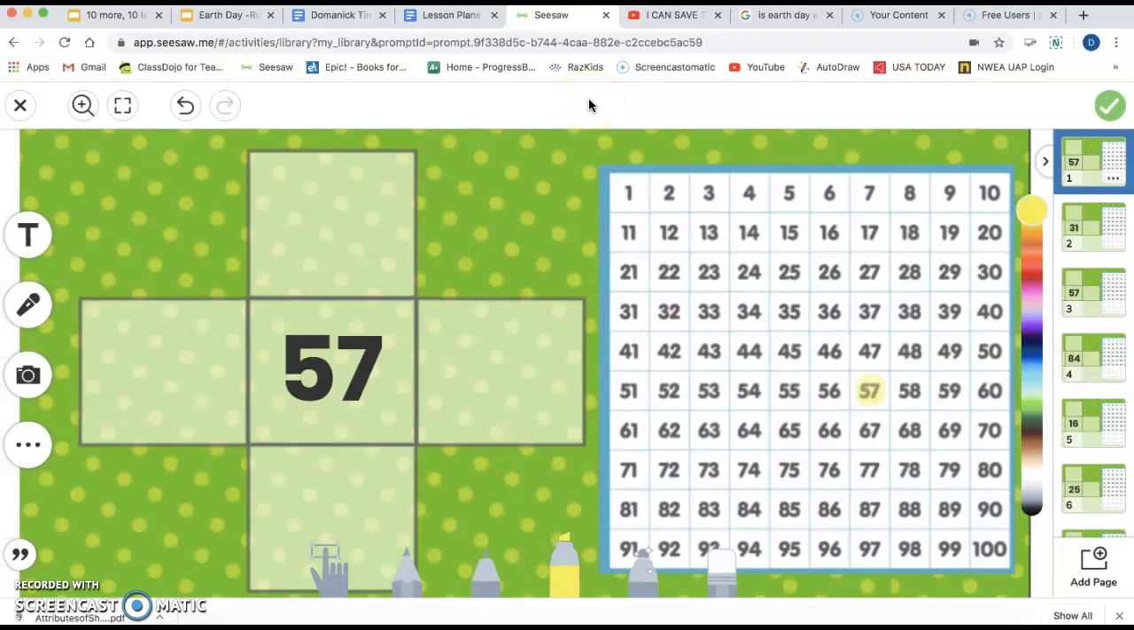I hope you guys have fun with this activity and keep in mind that we're figuring out what is 10 more and what is 10 less than a number.